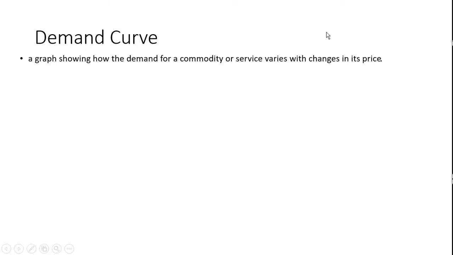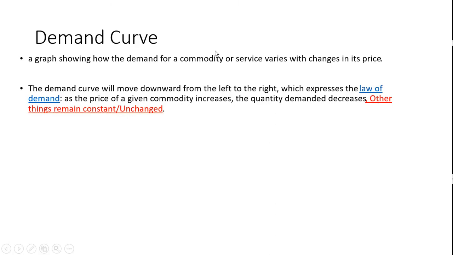I'm saying that with changes in its price, the demand for a commodity or service varies, because price is an independent factor and demand is a dependent factor. Now, how will the demand curve move? The demand curve will move downward from the left to the right, which expresses the law of demand. What is the law of demand? We discussed that as the price of a given commodity increases, the quantity demanded decreases.